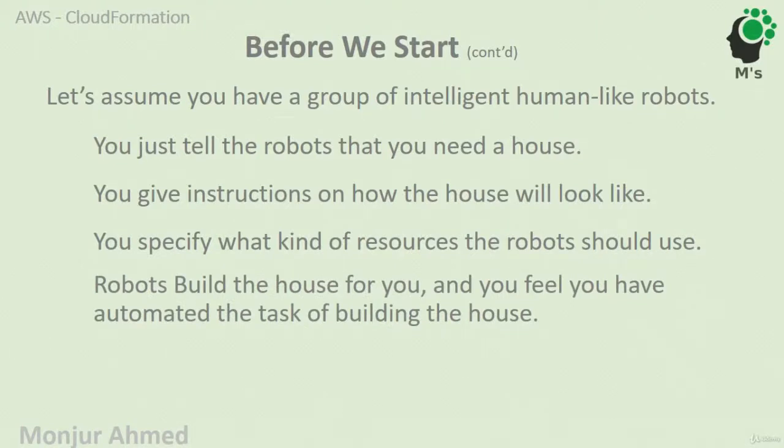Let's say you have written the instruction on paper and you gave it to the robots, or you just give the instruction by recording an audio or video, and they are doing everything. They are building the house based on your instruction, and you feel that you have just automated the task of building the house, because you just give the instruction and the house is being built by someone else.